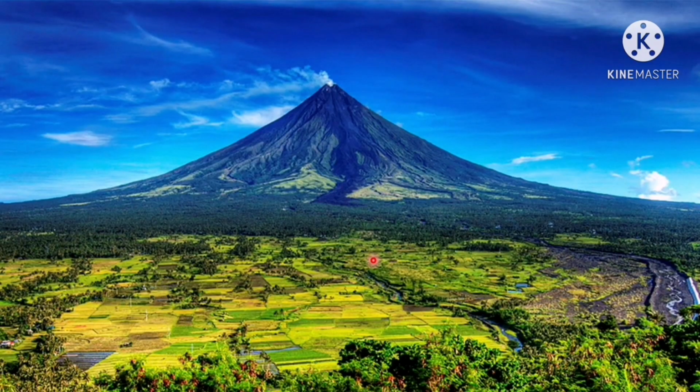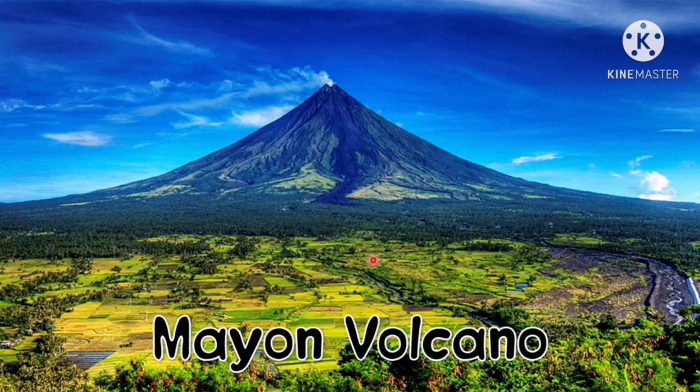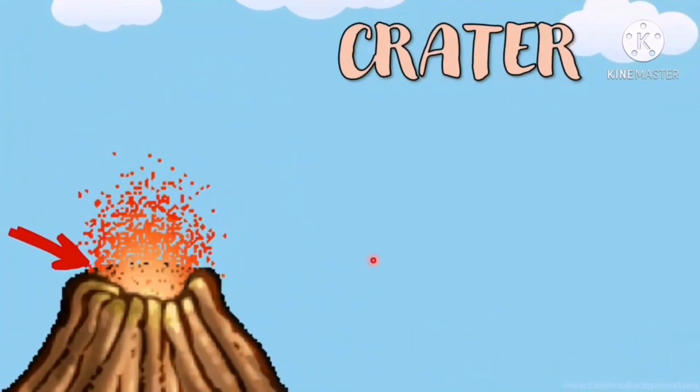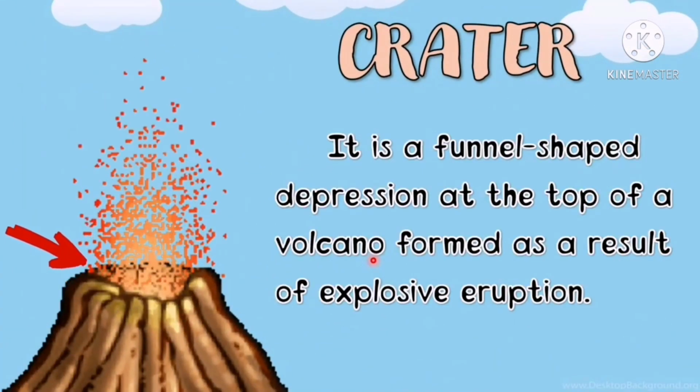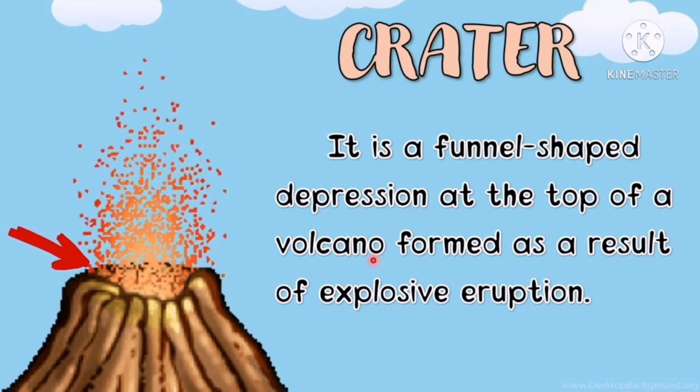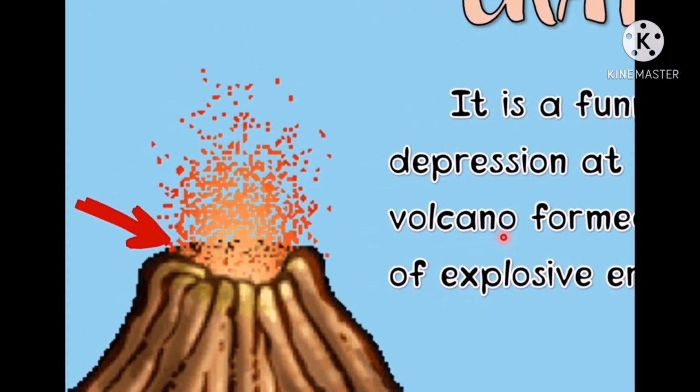Have you seen Mayon Volcano, located in Albay, Bicol, Philippines? Did you know that Mayon Volcano is one of the world's most active volcanoes and is very popular because of its perfect cone? A volcano has three basic parts, namely the base, the slope, and the summit, where the crater or opening is located. The crater is a funnel-shaped depression at the top of a volcano that forms as a result of explosive volcanic eruption. It is the mouth or the opening of the volcano.